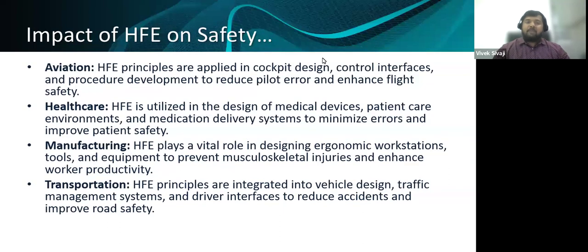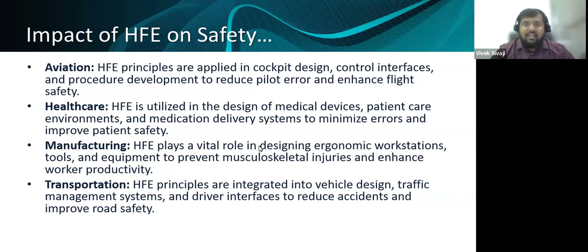Now, what is the impact of HFE on safety? So many industries, right, rely on human factor engineering. For example, aviation, right? In an aircraft, from the cockpit to the passenger seating area, so much of human factor engineering, ergonomics take factor, right? Cockpit design, control interfaces, procedure development to reduce pilot error, all about human factor engineering.